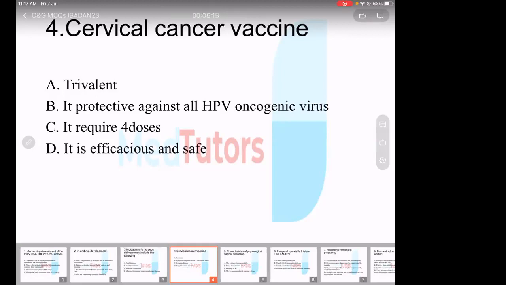Then the bivalent vaccine, by bivalent, it means it protects against 2 types of the virus, mostly 16 and 18. Then the quadrivalent protects against 4 strains of the virus. So not all. And then recently Gardasil 9 has been introduced, which is protective against 9 of these viruses. So not all are protective against all HPV oncogenic viruses. And then regarding the doses, it says it requires 4 doses. This is actually not true, because both Cervarix and Gardasil require 3 doses each.